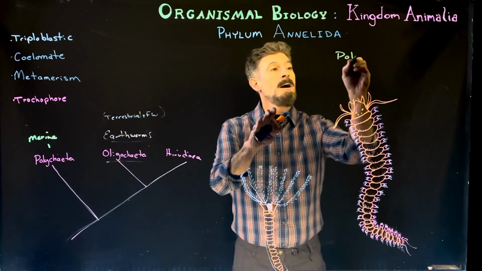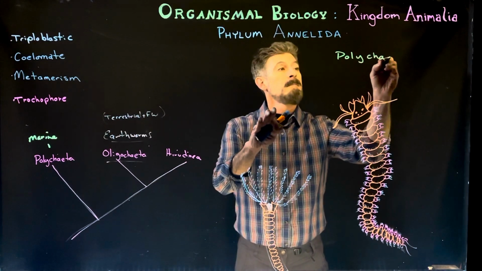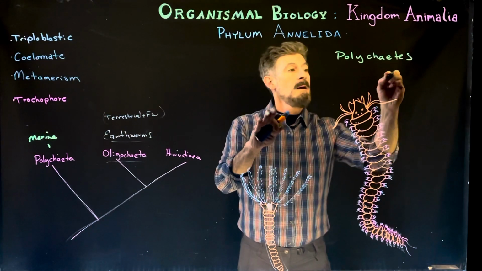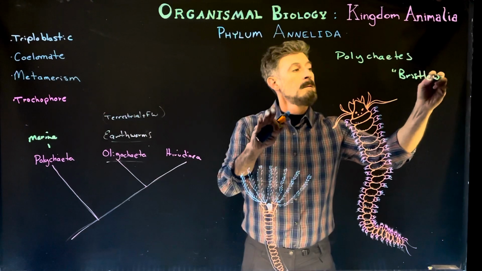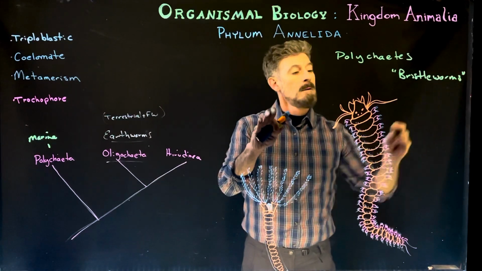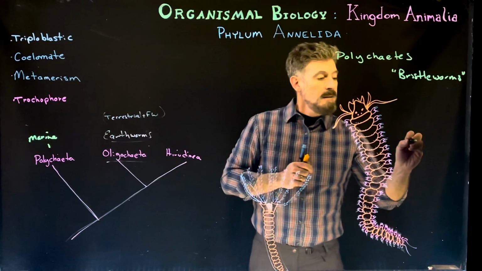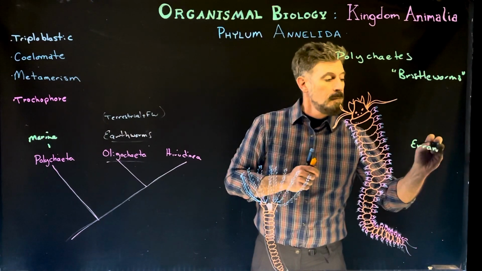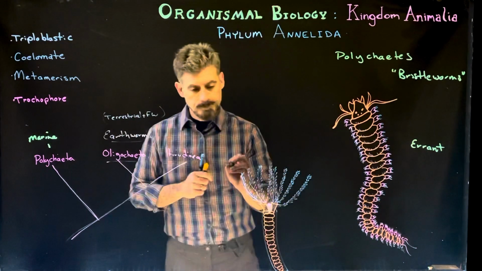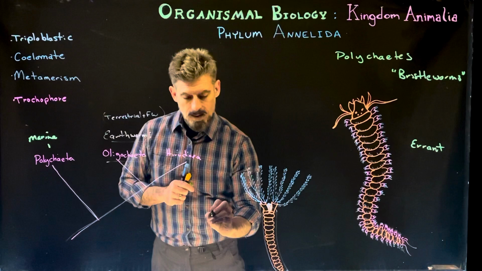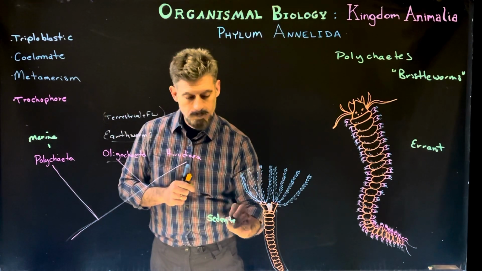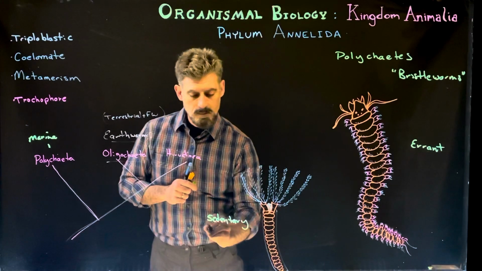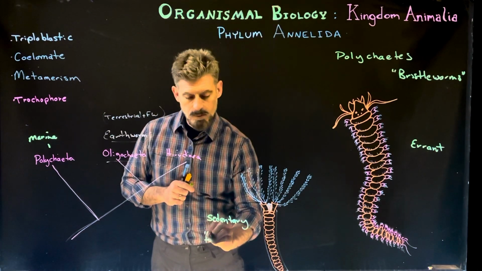And we kind of have two sort of subgroups of them. All right, so these are polychaetes, also known as bristle worms. There are errant polychaetes, and then sedentary polychaetes, which are often the tube worms.